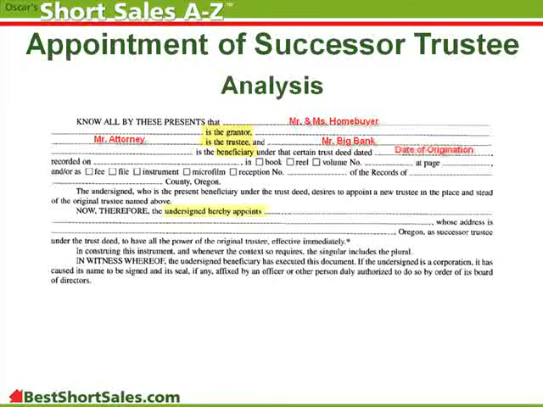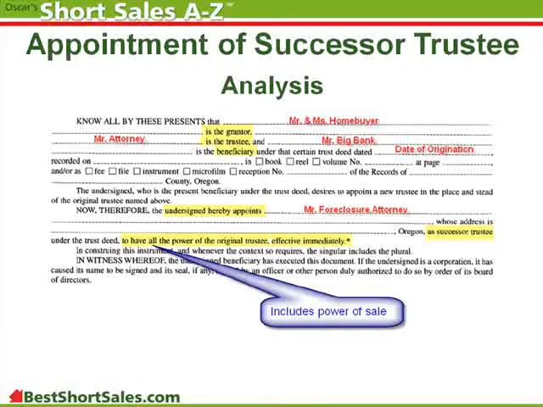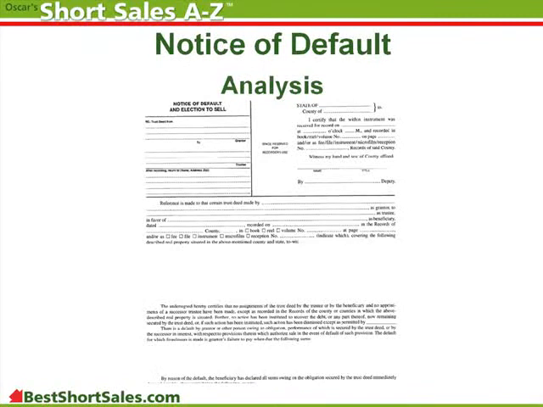under that certain trust deed, dated date of origination, the undersigned hereby appoints Mr. Foreclosure Attorney," this is the foreclosure trustee, "as successor trustee to have all the power of the original trustee effective immediately." This includes the power of sale. The successor trustee can now sell the property.